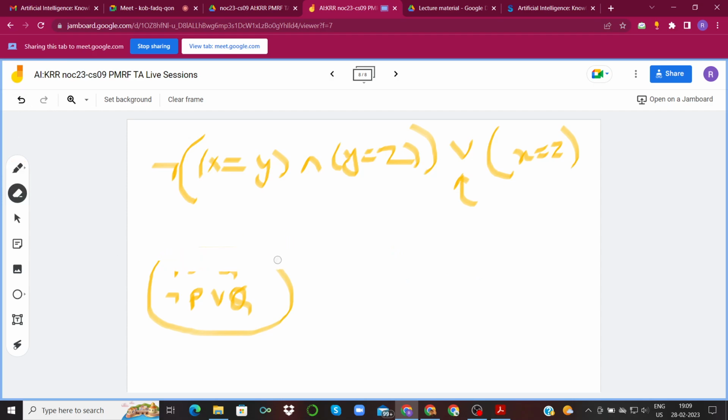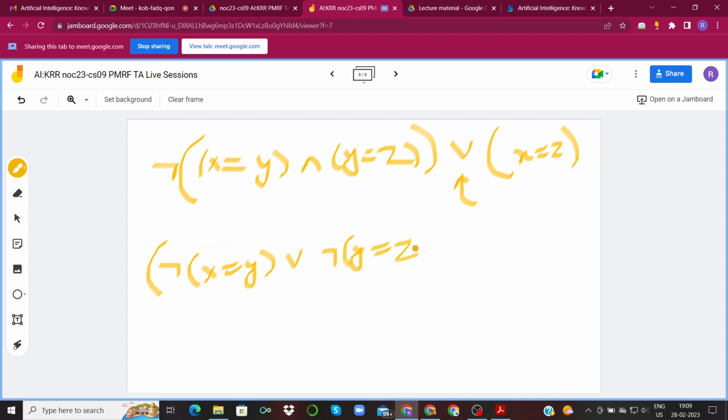Now let's further simplify this and expand this negation at the front that we have. So first we have removed the implies: not x equals y, and this will be converted to or, not y equals z, or x equals z. If we remove this particular parenthesis, because this is an extra parenthesis, and this as well, do you end up with the same thing that is there in the option?